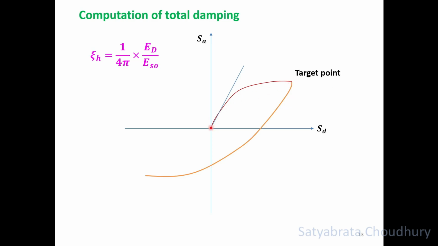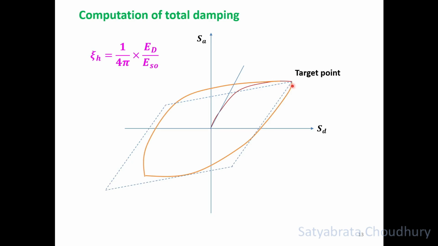So your pushover curve is coming here, and then if you allow it to go in the reverse direction, it goes like this and again goes like this, and this is your hysteretic curve. The area under the hysteretic curve gives you the energy dissipated in the hysteresis process. So to get the area, we draw a parallelogram here.